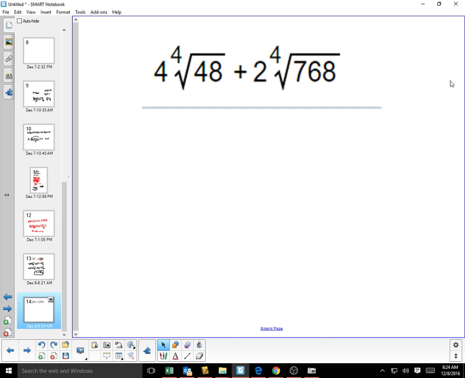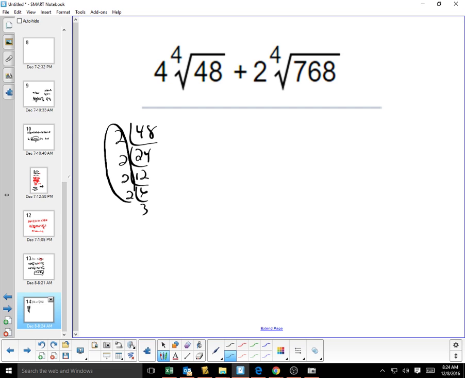Let's start by doing the prime factorization of 48. So 48 divided by 2, that's 24. Divide by 2, that's 12. Divide by 2, that's 6. Divide by 2, you're going to get 3. So it looks like I've got one set of 2's here with that index of 4. So that's going to become 2 times the 4th root of 3.